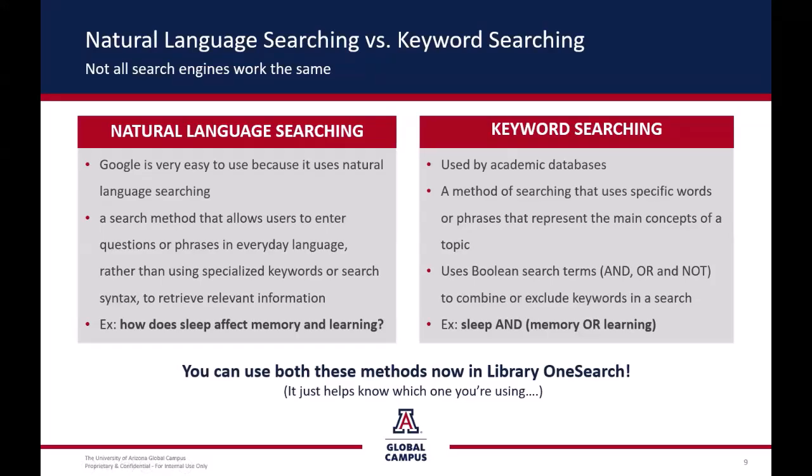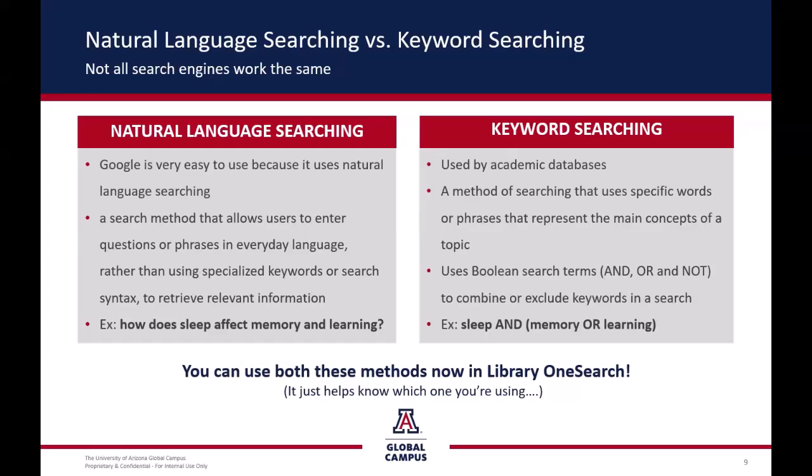Okay, so we're about to dive into the tour where we'll spend most of our time, but I want to touch back just briefly to highlight a key difference between Google and the library databases, because this is the first thing I want to show you when we get to the library. Google uses natural language searching, meaning you can type a question in everyday language, such as our research question, how does sleep affect memory and learning? And I would still get relevant results in Google.